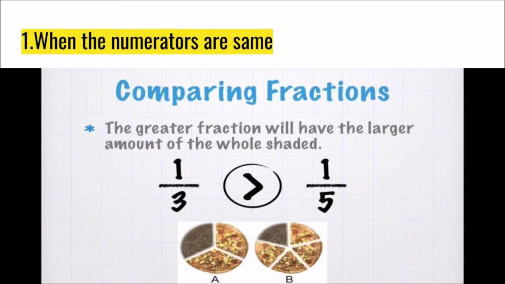First case, when the numerators are the same, that is when the top numbers are the same. See, in the fractions 1 by 3 and 1 by 5, the numerators are the same. So always remember, when the numerator is the same, a fraction with a lower denominator is a greater fraction. That is, 1 by 3 is greater here. Try to imagine it visually. 1 by 3 is a greater part of the whole than 1 by 5. So the rule is when the numerators are the same, a fraction with a lower denominator is a greater fraction.